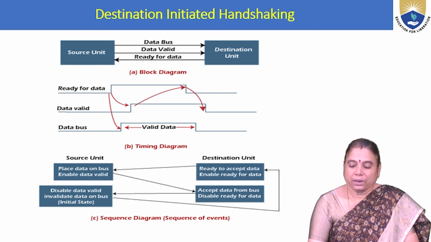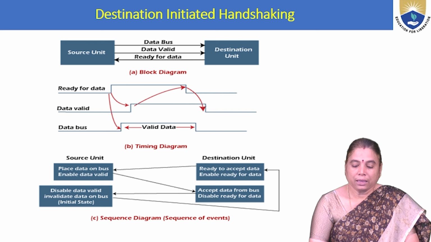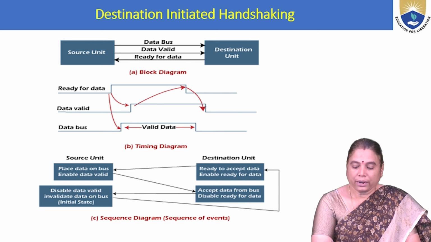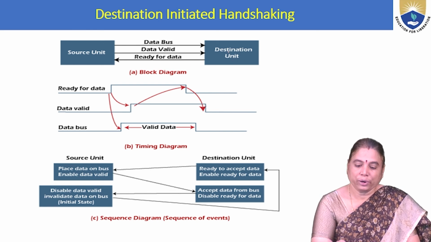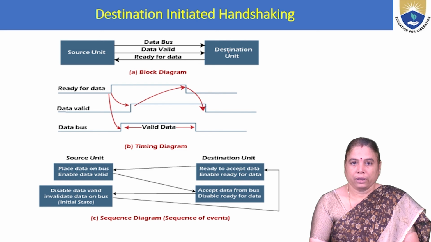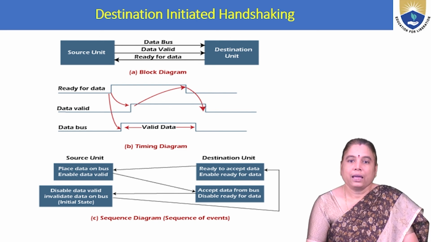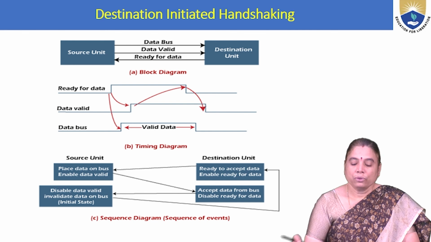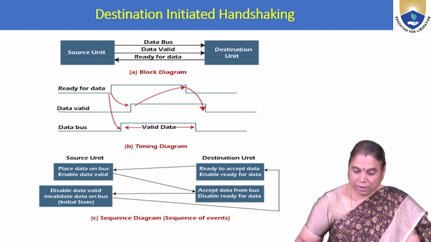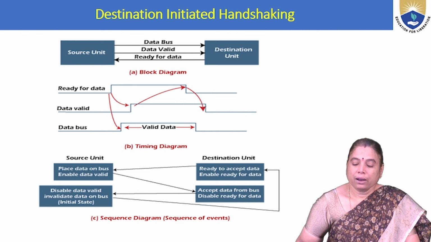And destination initiated handshaking. In this also there are the data bus, data valid, and here the ready for data signal, which says it is ready to receive the data, is sent by the destination unit to the source unit. In this way, the handshaking mechanism sends an acknowledgement to the source so that the data can be received, or it is ready for the data.